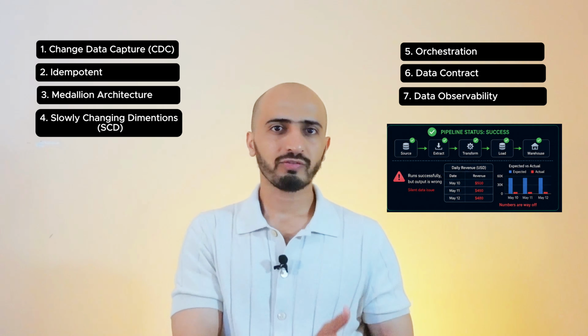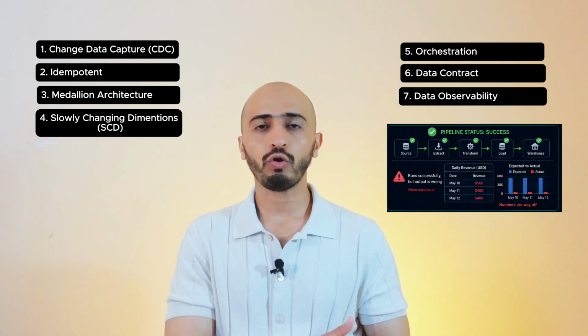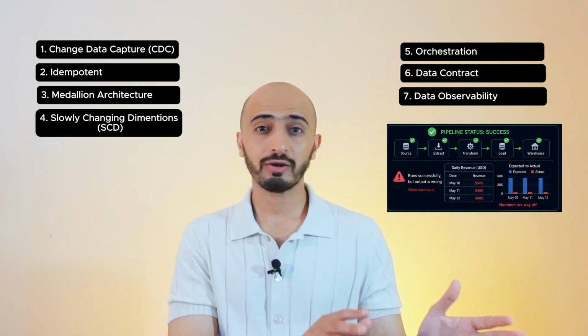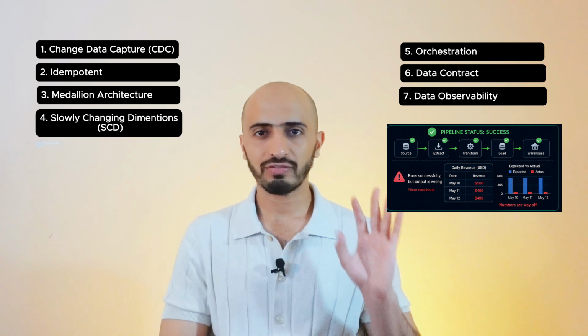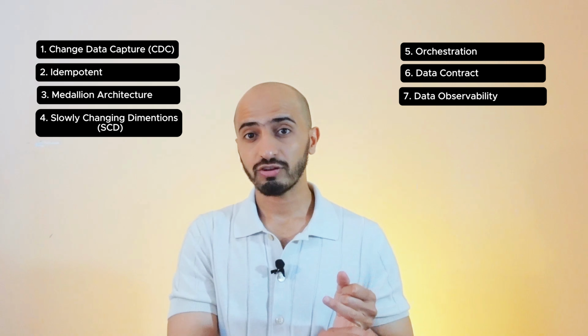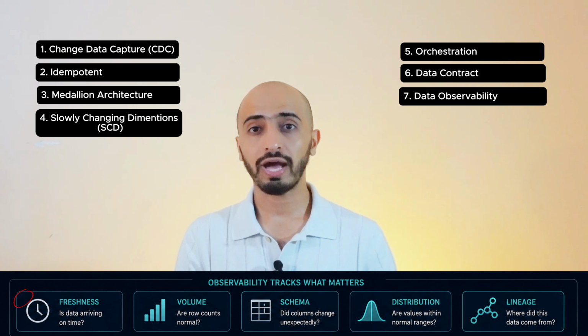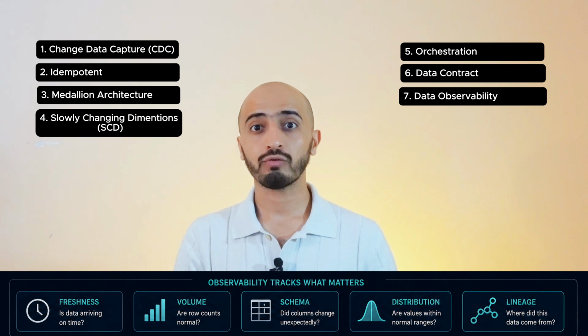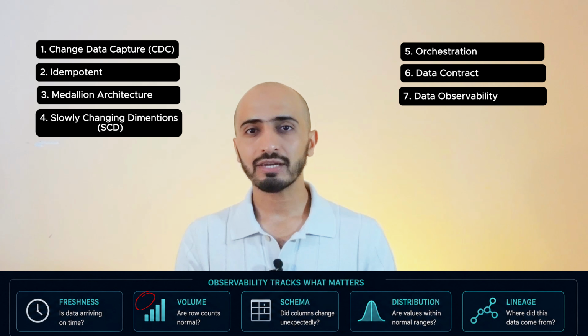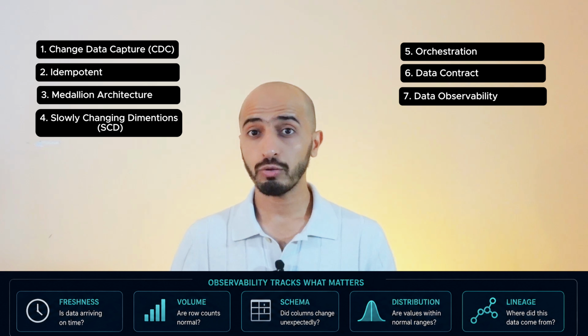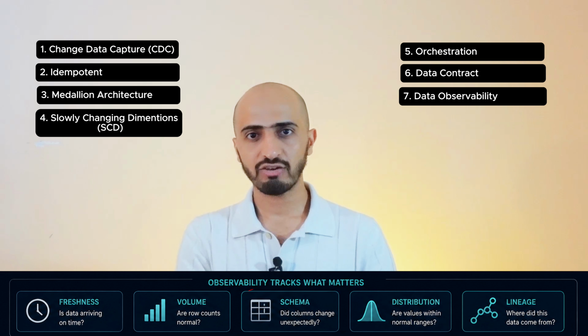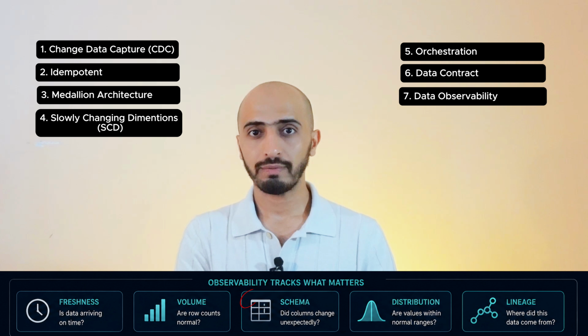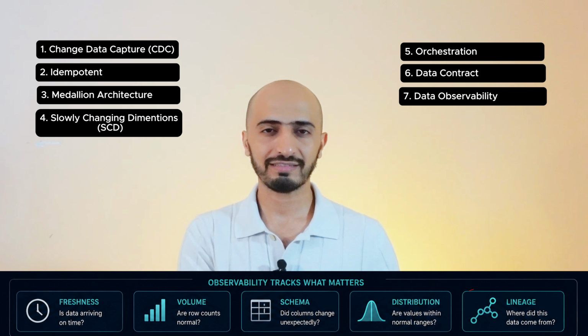Let me explain. Observability monitors the health of your data, not just whether pipelines run or not. It tracks 5 things. The first one, freshness. Is data arriving on time? The second one, volume. Are we getting the expected row counts? The third one, schema. Did columns change unexpectedly? And fourth one, distribution. Are values within normal ranges? And last one, lineage. Where did this data come from?